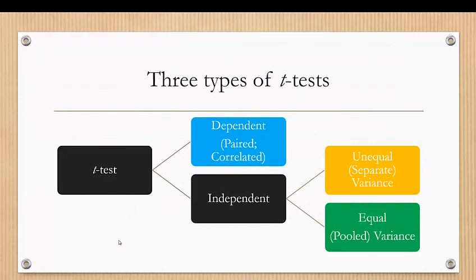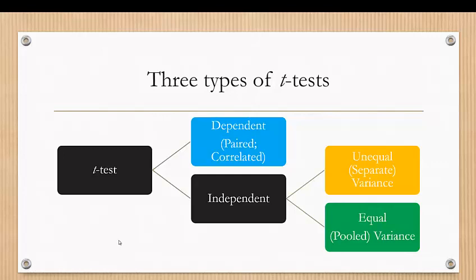So I said there were three types of t-tests. You can see from this graphic we have our t-test on the left. That breaks down into what we call dependent or independent, and sometimes you'll hear the dependent called the paired or correlated t-test, and that's a test in its own. The independent test has two versions: the unequal or separate variance, and the equal or pooled variance. So our three types of t-tests that we're going to deal with are dependent, independent unequal variance, and independent pooled variance. Those are the three tests that we're going to look at.